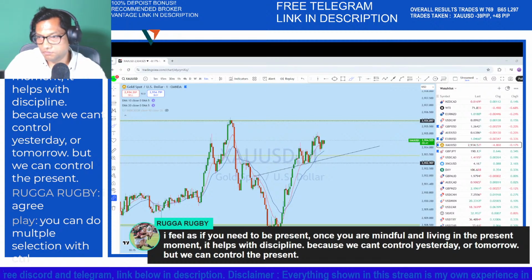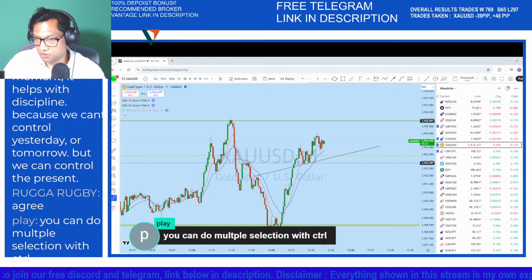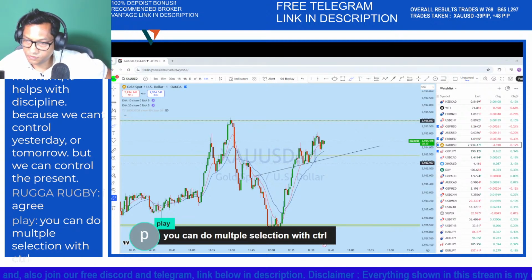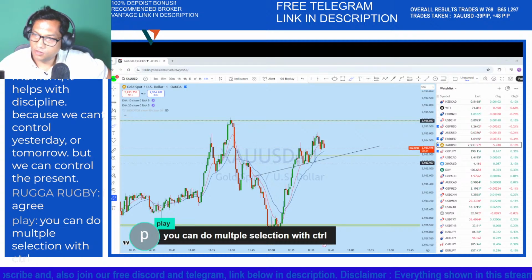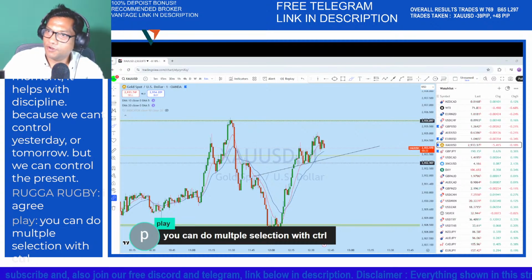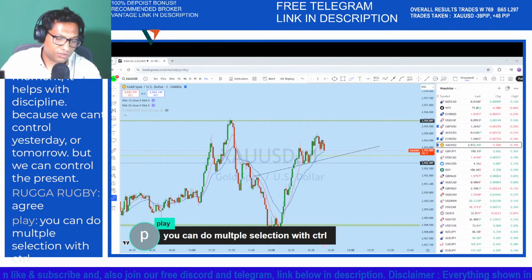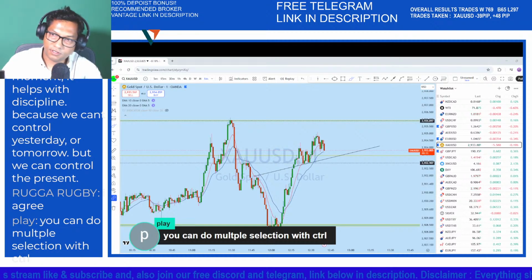I agree. Hold on. Can we do multiple selection with CTRL? Multiple selection with control. We are not in computer class. You can try that. Multiple selection, you can just press control and then just click, then whatever you click it will just keep selecting.